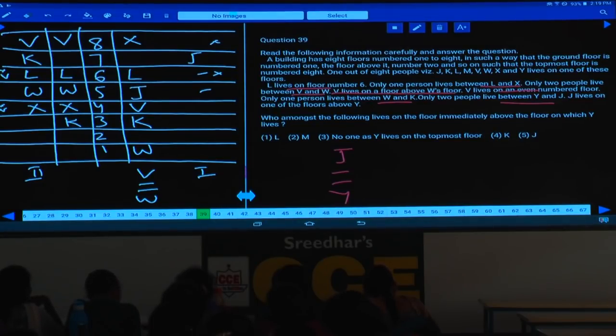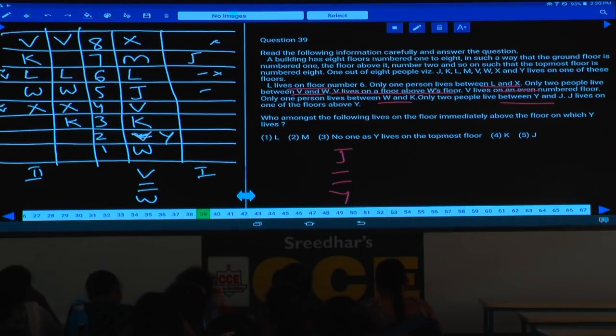Now, J must be on the 5th floor. If J is on the 5th floor, 2 floors between J and Y. Hence, Y must be on the 2nd floor. Done with this? Then, who is left over here? J, K, L, M. M is the person left over, and this M must be on floor number 7.